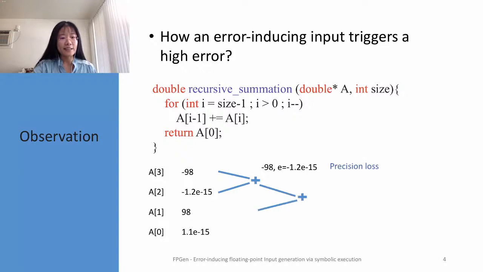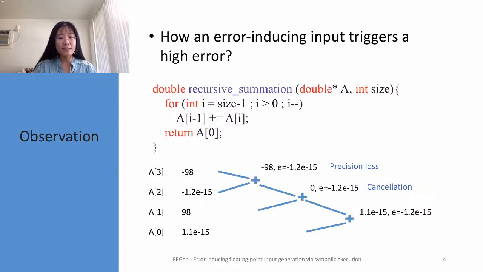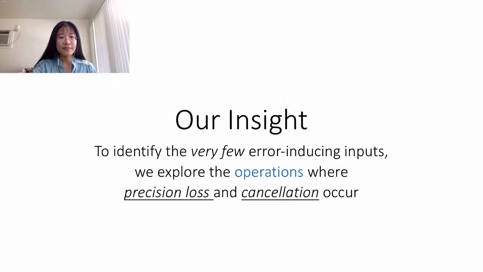In the second addition, it adds negative 98 to A1, and the result is 0. So this is a cancellation. So after the third addition, it computes the sum of the elements as 1.1 times 10 to the negative 15, and the error is negative 1.2 times 10 to the negative 15. So this is a very high relative error. Our insight is that to identify error-inducing inputs, we should explore the operations where precision loss and cancellation occur.